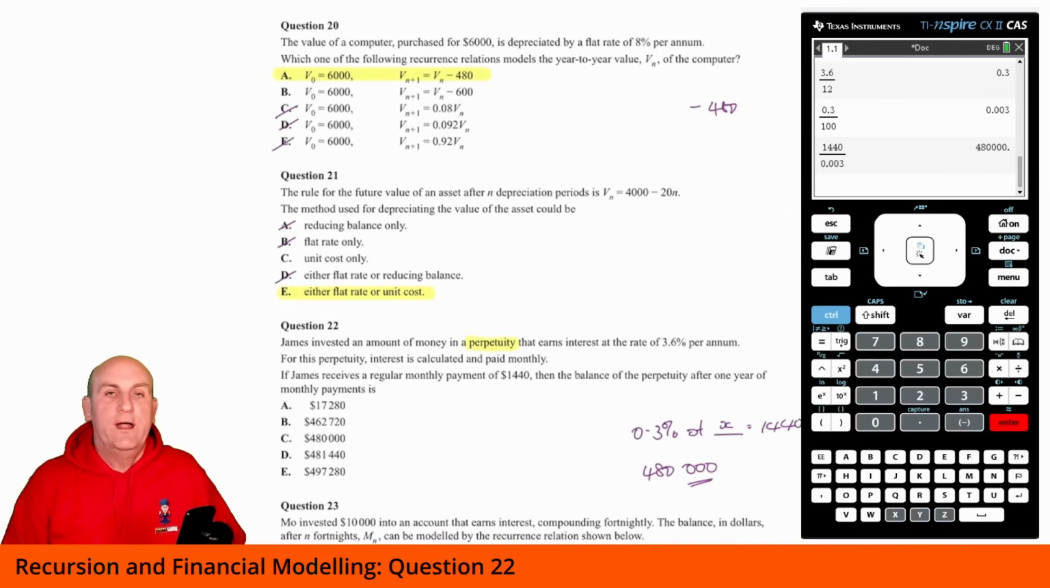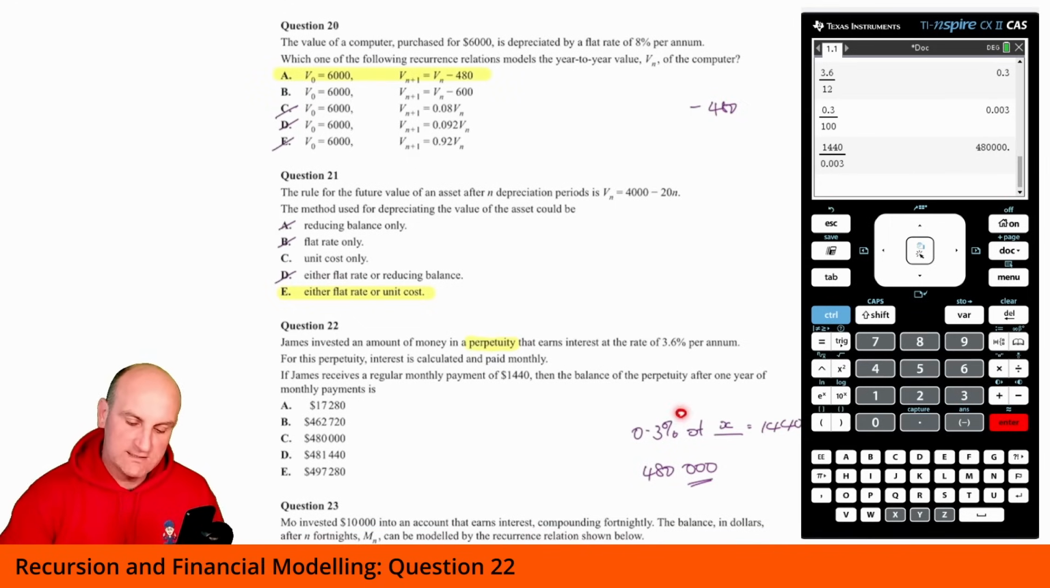So actually, I don't multiply that by anything. I don't have to worry about, you know, each month. That 0.3%, that monthly interest, is coming directly from this $480,000. That's the value of my perpetuity. So C is going to be my correct answer.